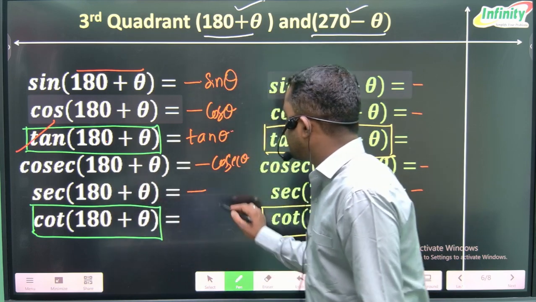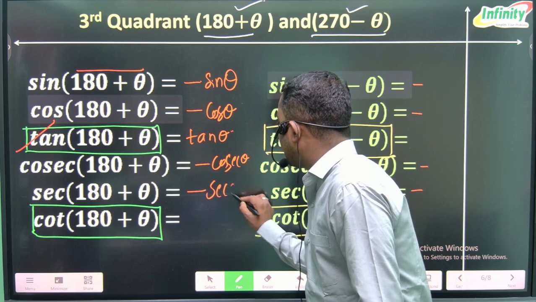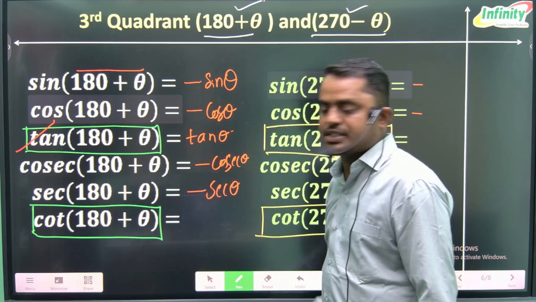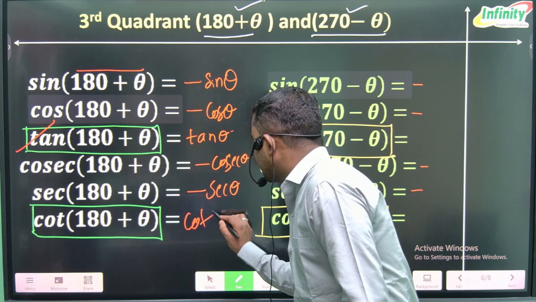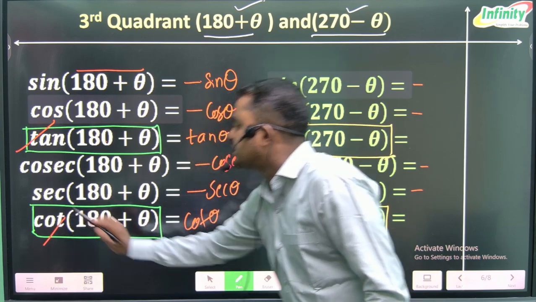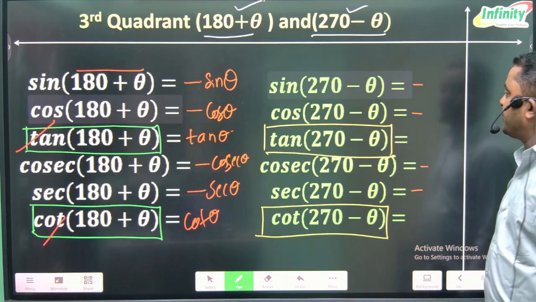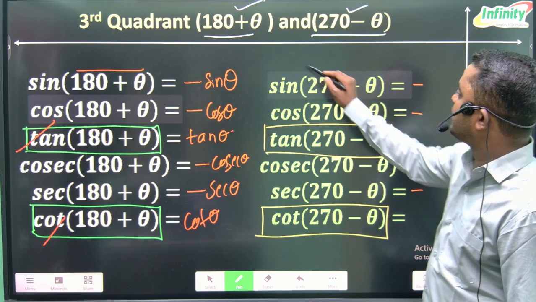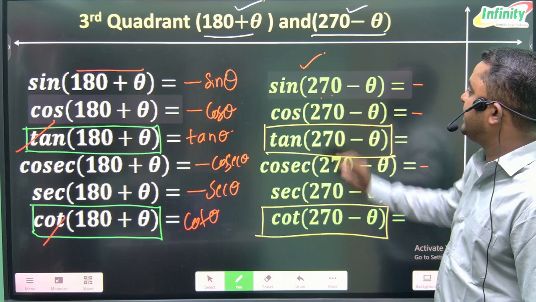Sec 180 plus theta is what? Minus sec theta. Cot 180 plus theta is what here? Cot theta. So it will be positive here, because in the third quadrant cot is positive. Now next come to the 270 minus theta, sin 270 minus theta.